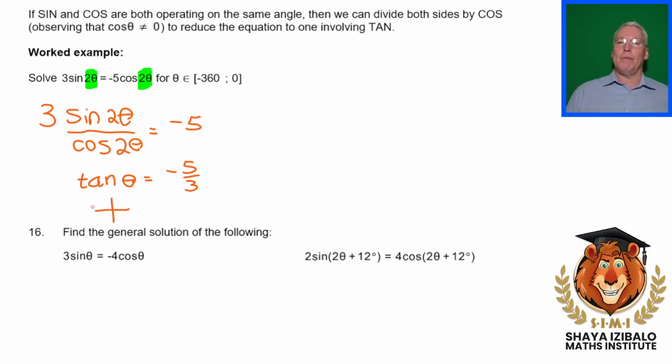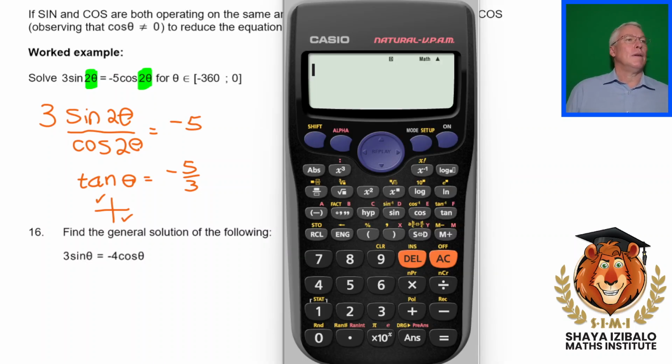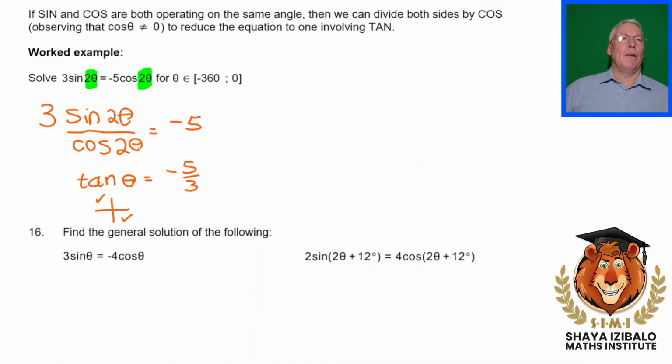We know our answers are going to be in quadrant 2 and 4, for tan to be negative. We need a key angle. Let's pull up a calculator to get our key. Alright, so shift tan of 5 over 3. Remember, we don't put the negative into the calculator for the key angle. 5 divided by 3. And we get about 59 degrees. I'm just going to round it to 59 degrees. So that's our key angle. Our key is 59 degrees.